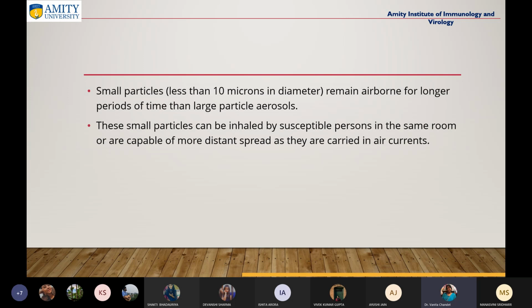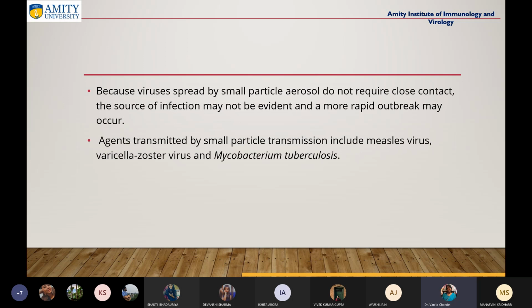Small particles, which are less than 10 microns, remain airborne for a longer period of time as compared to the large aerosols. So these small particles can be inhaled by a susceptible person in the same room, and they are capable of more distant spread as they are carried by air currents, because they are smaller and stay in the air. Because viruses spread by small particle aerosols do not require close contact, the source of infection may not be evident and more rapid outbreaks can occur.